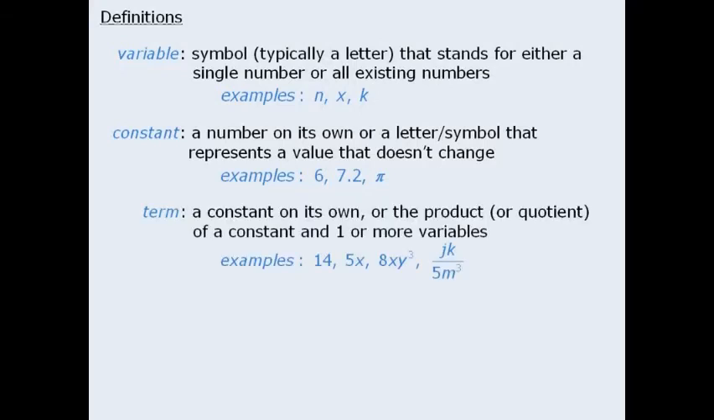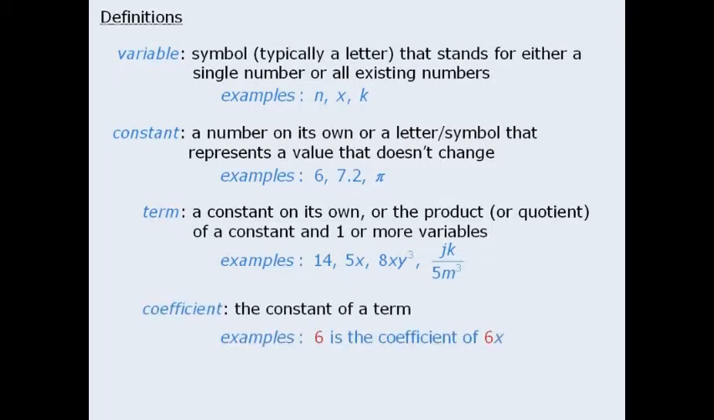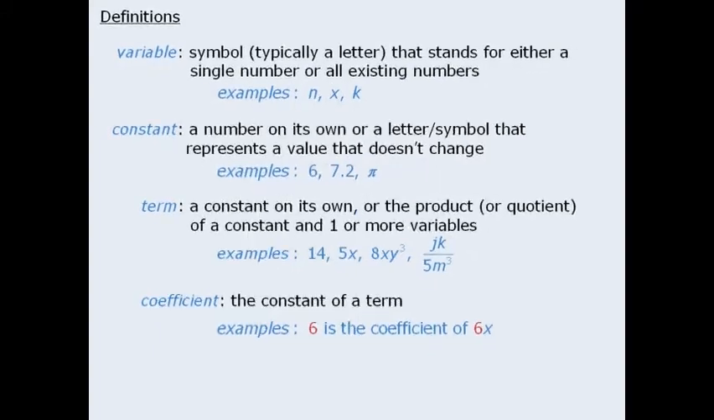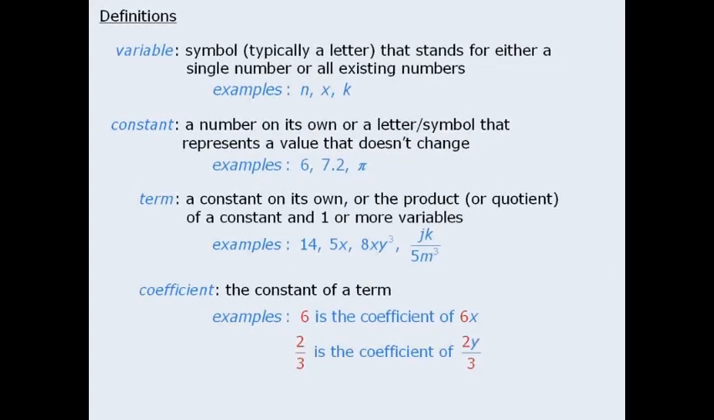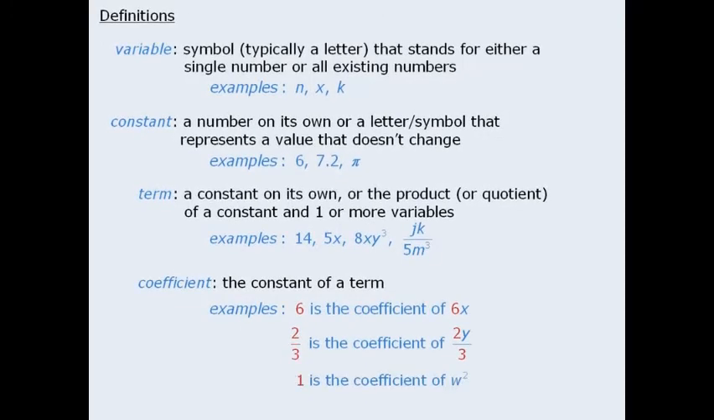Next we have term. This can be a constant on its own, or it can be the product or quotient of a constant and one or more variables. Some examples include 14, 5x, 8xy cubed, and so on. Now a coefficient is the constant portion of a term. For example, 6 is the coefficient of 6x, and 2/3 is the coefficient of 2y over 3. Now if a term does not appear to have a coefficient, then that coefficient is assumed to be 1. So for example, the coefficient of w squared is assumed to be 1.